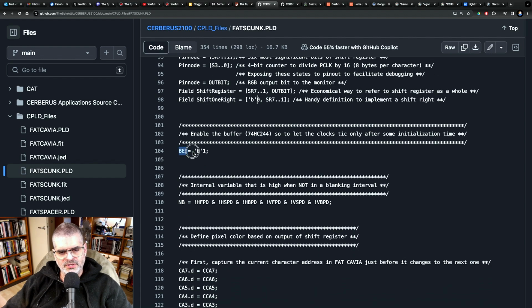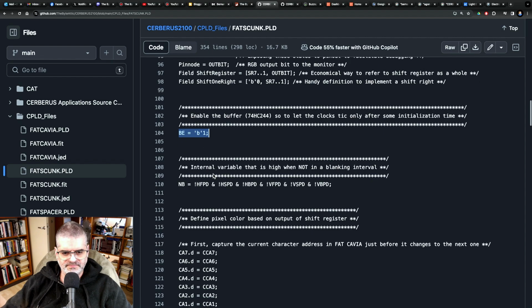This is the buffer enable. I'm just saying that it's a binary 1, but this will only be 1 when Skunk is fully powered up, and only then it will get the clock.